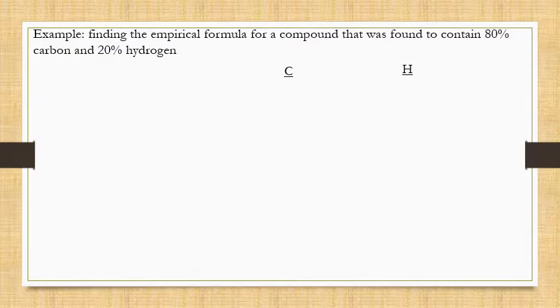Another example here, find the empirical formula for a compound that contains 80% carbon and 20% hydrogen. So we no longer have masses, we have percentages. So what do we do here? Well, the first step is you can simply convert each percentage to grams. And all you do is replace the percentage with grams. So it becomes 80 grams of carbon and 20 grams of hydrogen.